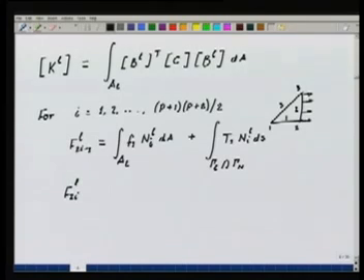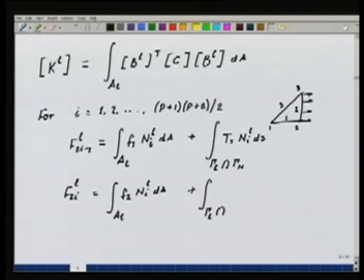Similarly, f2i of the element will be integral over the element of f2 Ni of the element dA plus integral over gamma L intersection with gamma N, T2 NiL ds. So this is going to give us the load vector for the element.